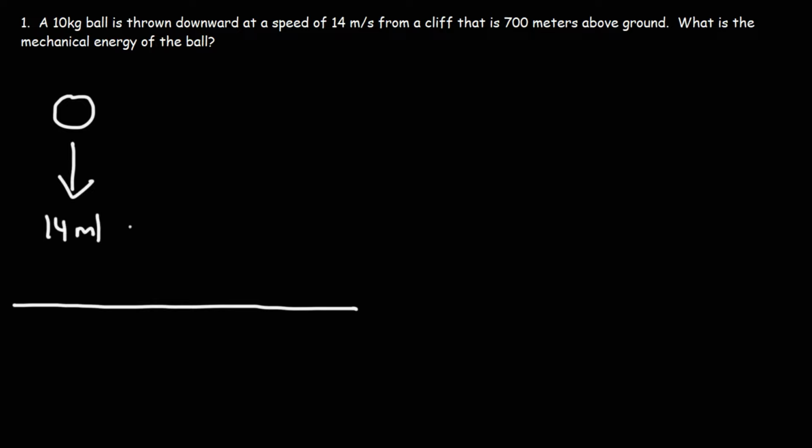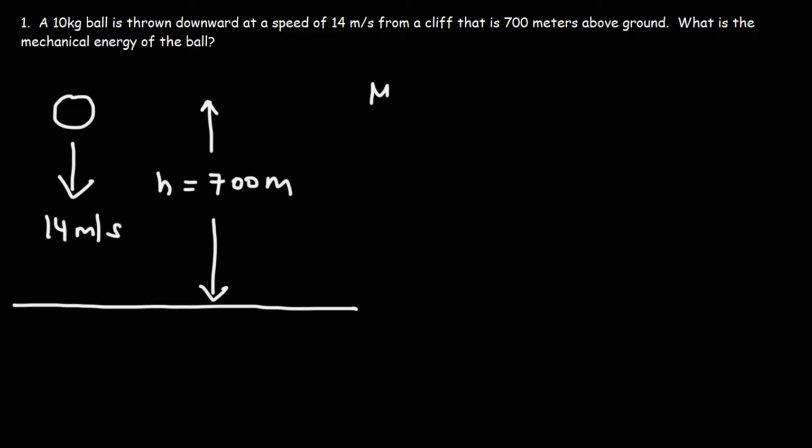Now let's work on some practice problems. A 10 kilogram ball is thrown downward at a speed of 14 meters per second from a cliff that is 700 meters above ground. What is the mechanical energy of the ball? So let's begin with a picture. Let's say that's the horizontal surface or the ground level, and the ball was thrown downward at a speed of 14 meters per second, and the height of the ball is 700 meters above ground level.